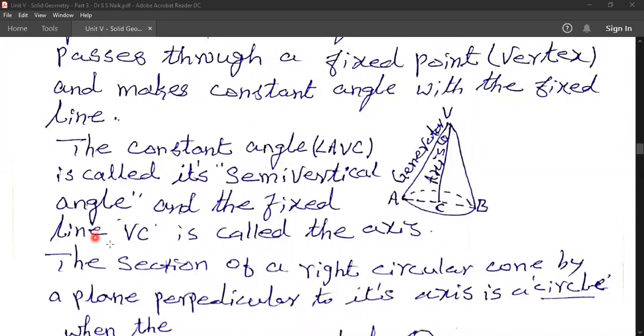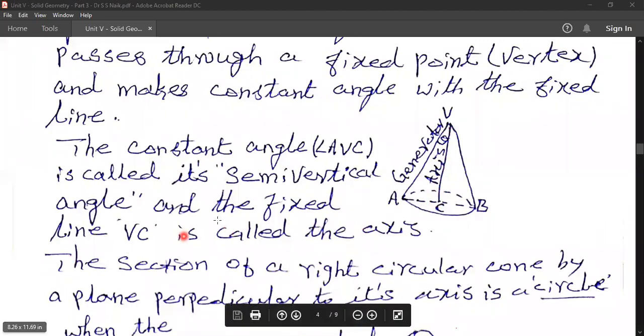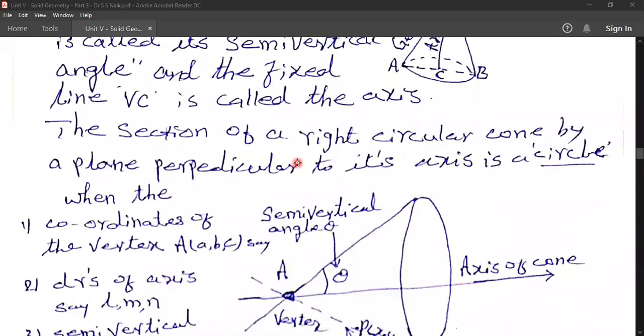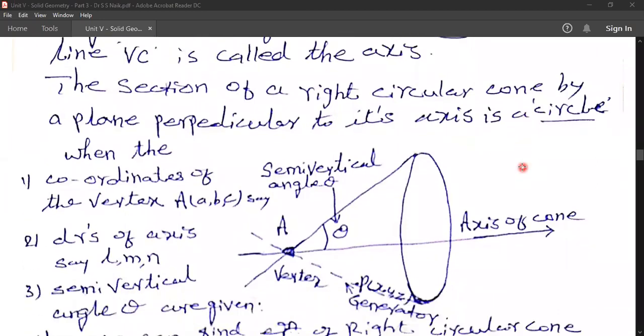And the fixed line VC. So this is the vertex, and this fixed line VC is called the axis of the right circular cone. Then we'll see that the section of a right circular cone by a plane perpendicular to its axis is a circle.